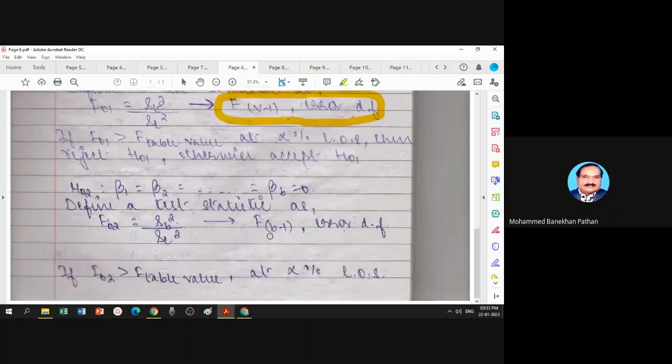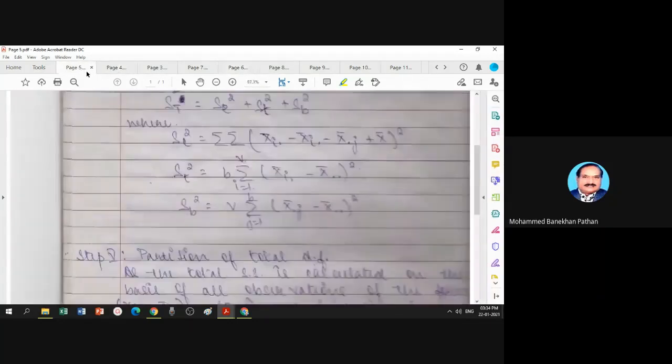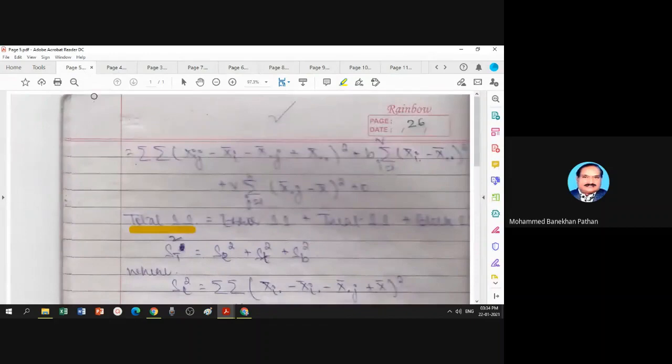Now the similar procedure is for H naught 2. Beta 1 equal to beta 2 equal to ... equal to beta b equal to 0. What does it say? It says all the blocks are homogeneous in their effect. Define the test statistic F02 equals s square B divided by s square E, that you get from the table which we prepared.